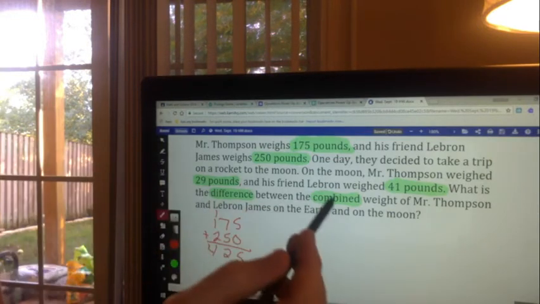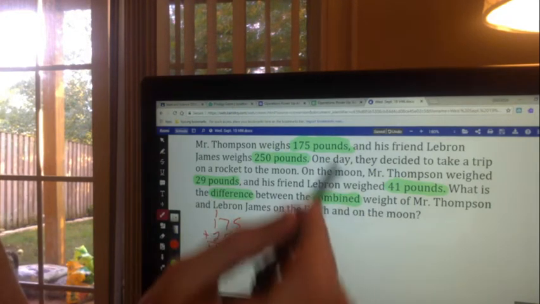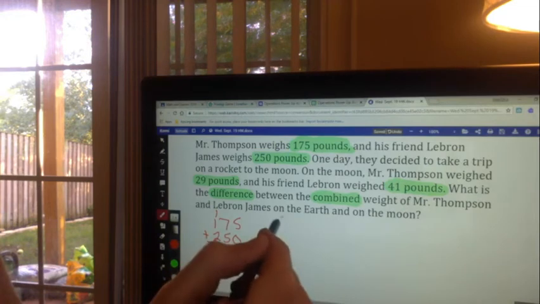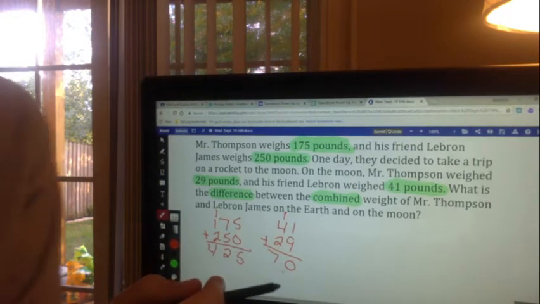Now, it said combined, so we did that. Now we need to combine their weights on the moon. So I know it's 41 and 29. So I'm going to add 41 plus 29. So we're combining now their weights on the moon, which is 70.